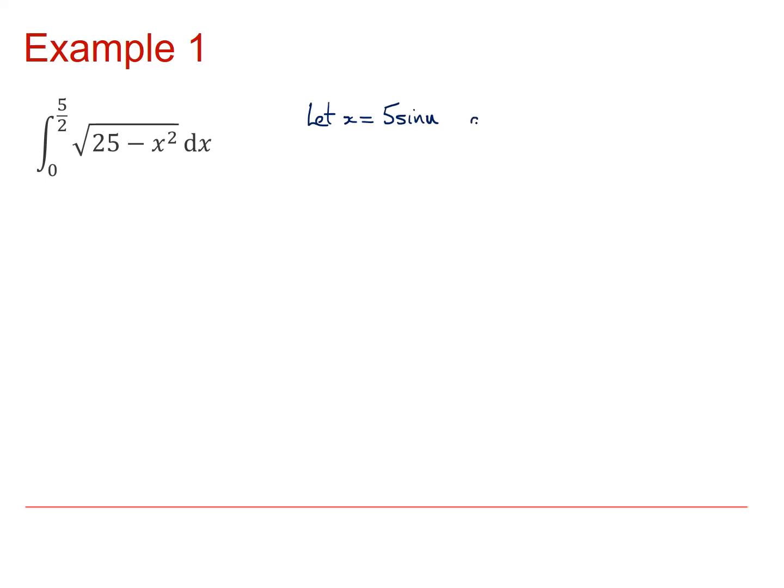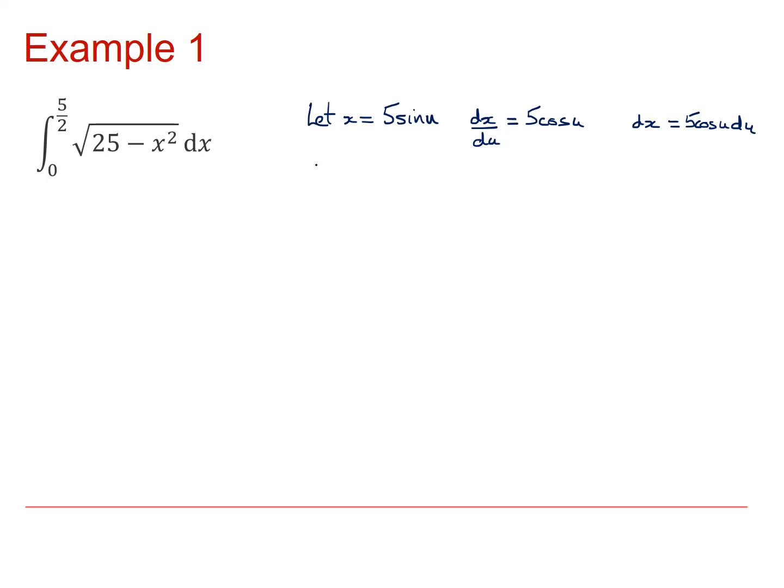Well, if x equals 5 sine u, then differentiating I get that dx by du is equal to 5 cos u. And so when I'm substituting for dx, I will put in 5 cos u du.